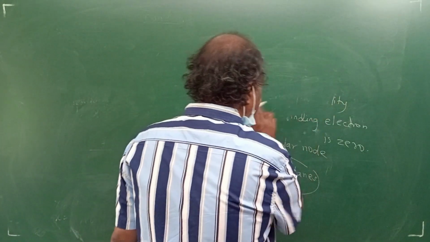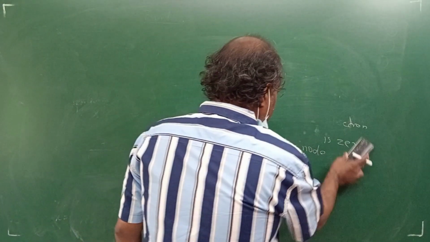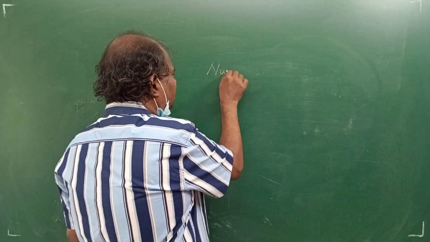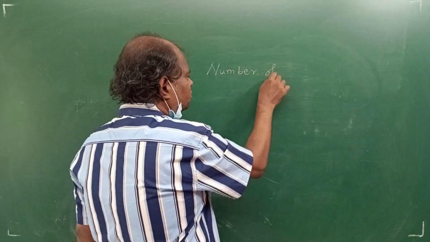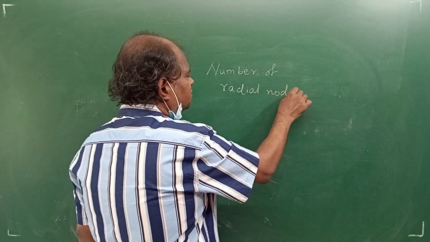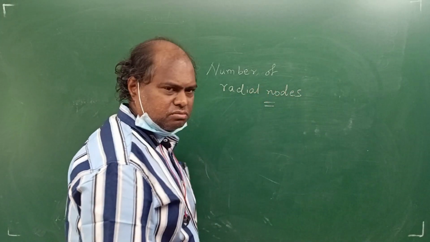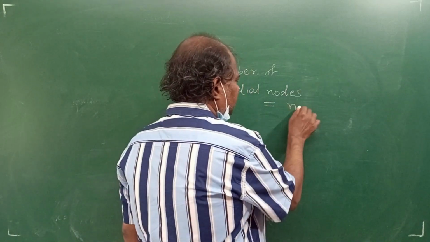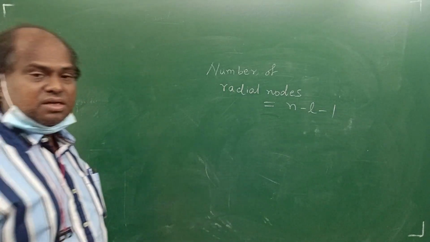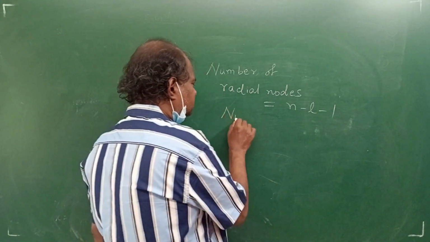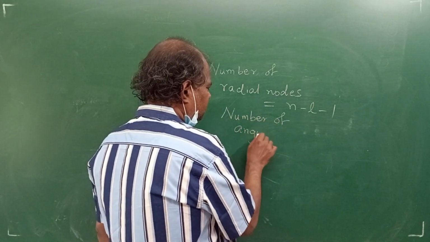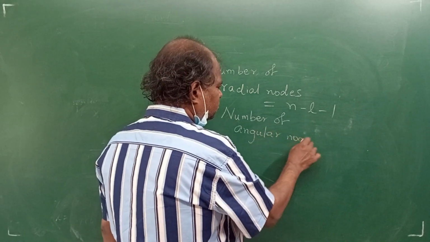Students, there is a formula for this. You can memorize it, but it is very important that you also understand it. The number of radial nodes is equal to n minus l minus 1. The number of angular nodes is equal to l.